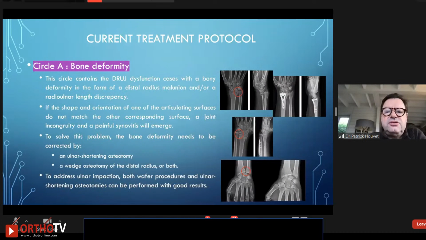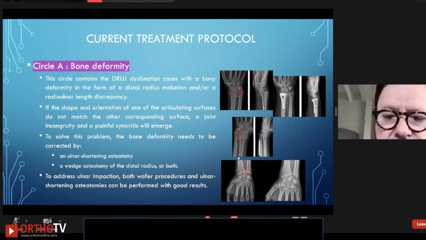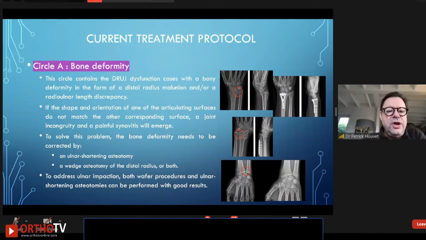Circle A. The circle contains the joint dysfunction cases with a bony deformity in the form of a distal radius malunion or a radioulnar length discrepancy, as you can see here. If the shape and orientation of one of the articulating surfaces do not match the other corresponding surface, a joint incongruity and a painful synovitis will emerge. To solve this problem, the bone deformity needs to be corrected by an ulnar shortening osteotomy, such as a Milch osteotomy, or a wedge osteotomy of the distal radius, or both procedures. To address ulnar impaction, both Wafer procedures and ulnar shortening osteotomies can be performed with good results.